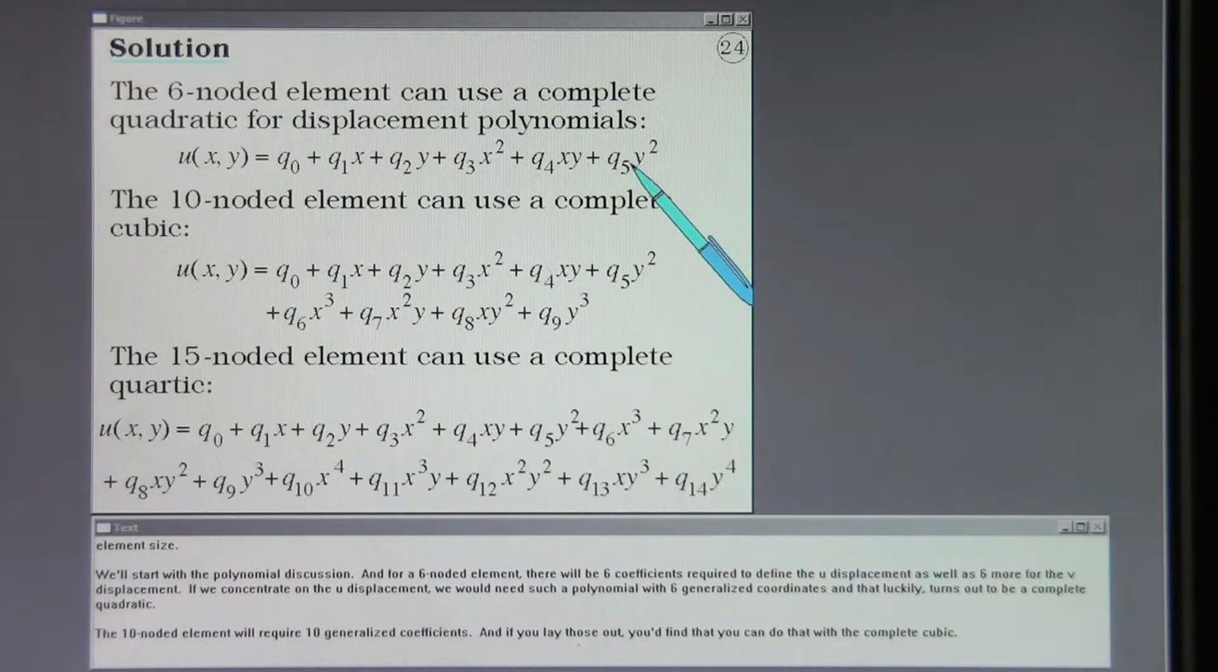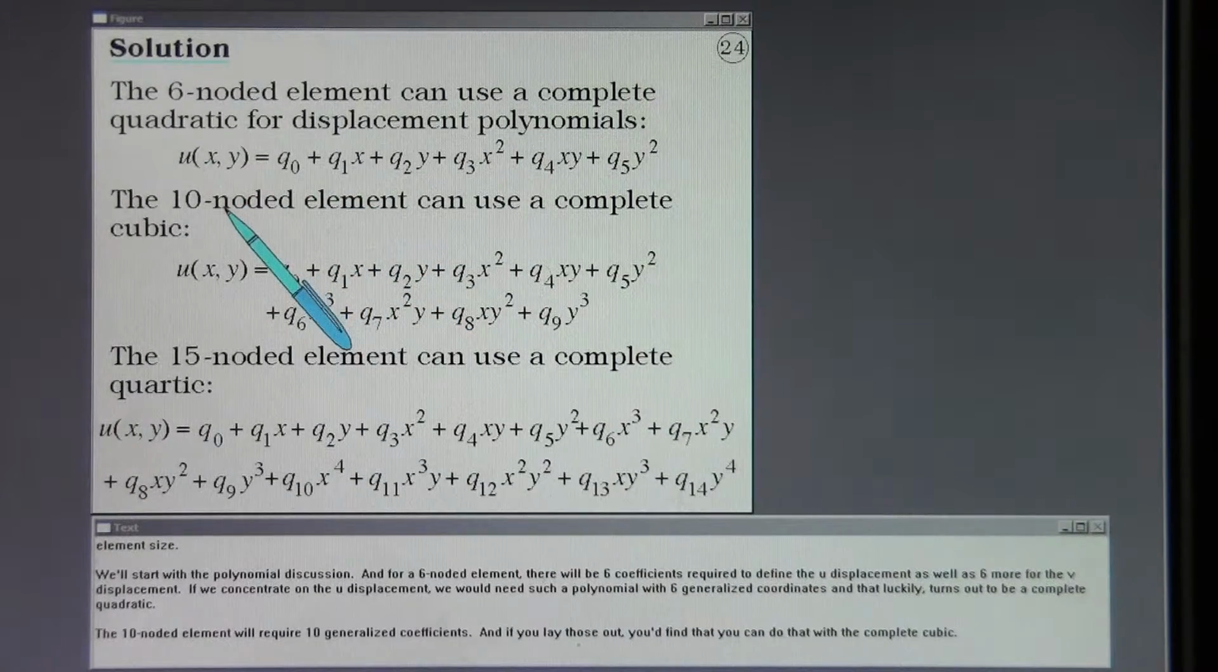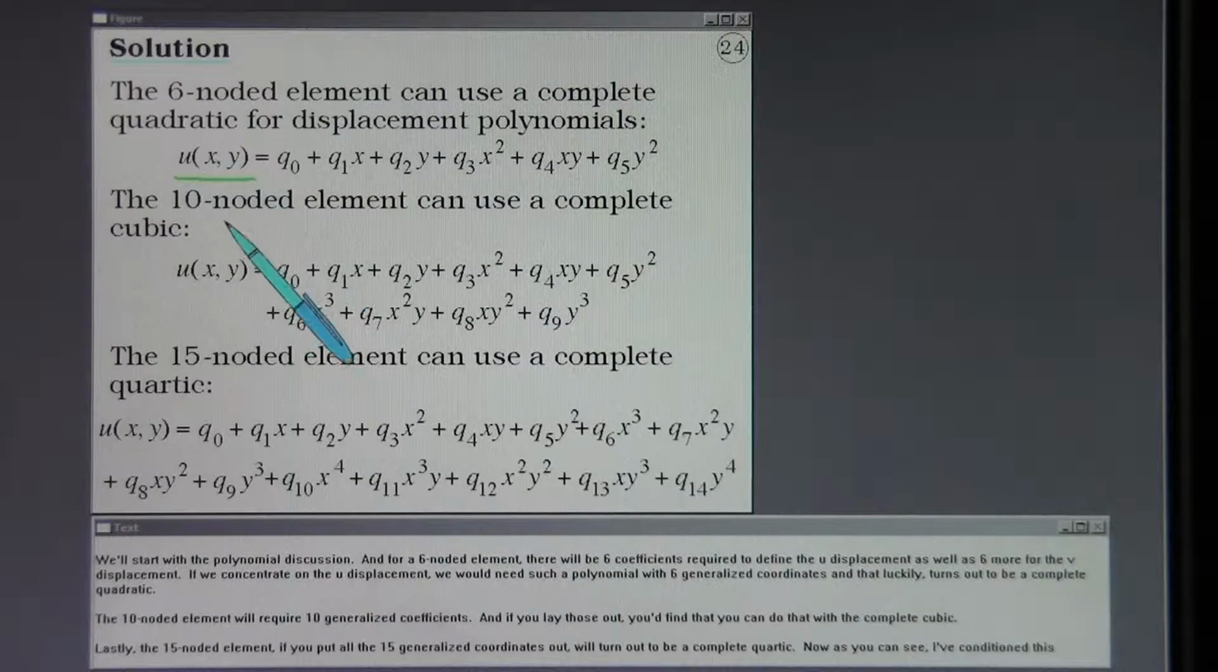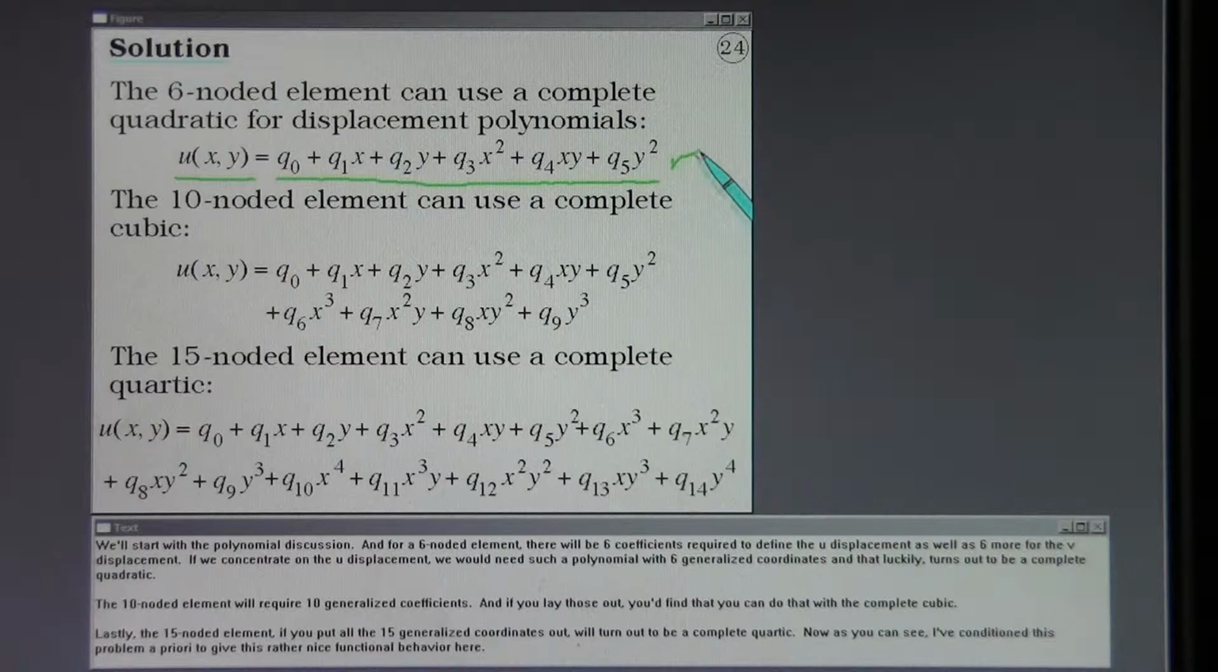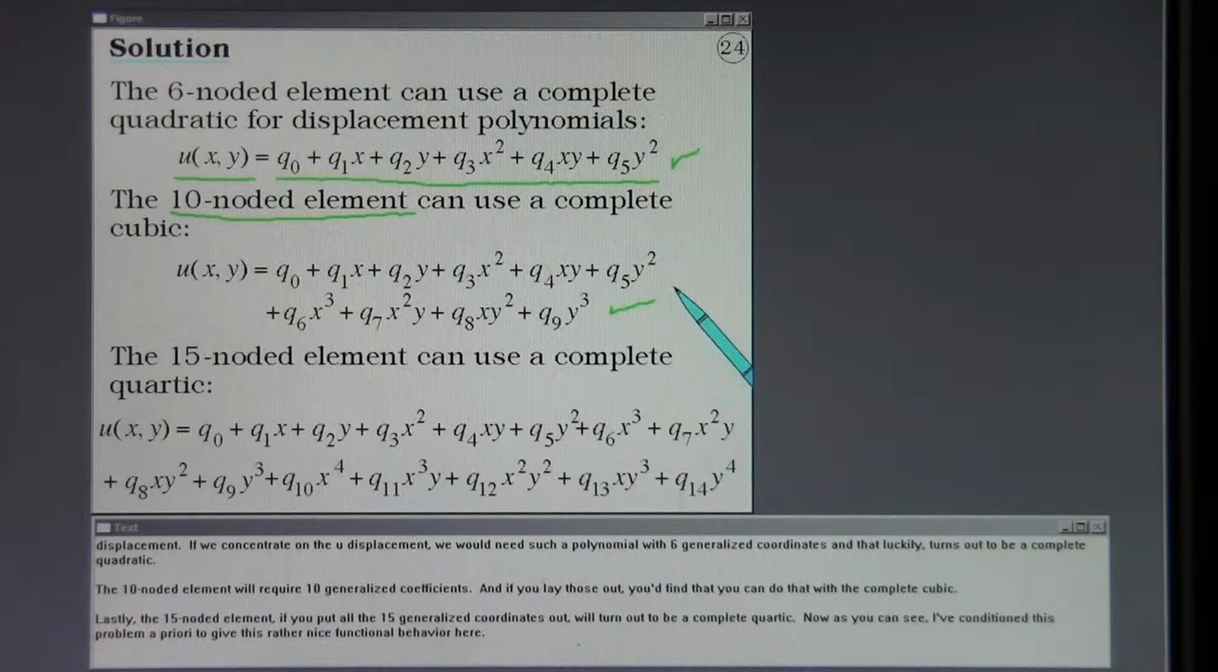We'll start with the polynomial discussion, and for a 6-noded element, there will be 6 coefficients required to define the u displacement, as well as 6 more for the v displacement. If we concentrate on the u displacement, we would need such a polynomial with 6 generalized coordinates, and that luckily turns out to be a complete quadratic. The 10-noded element will require 10 generalized coefficients, and if you lay those out, you find that you can do that with a complete cubic.